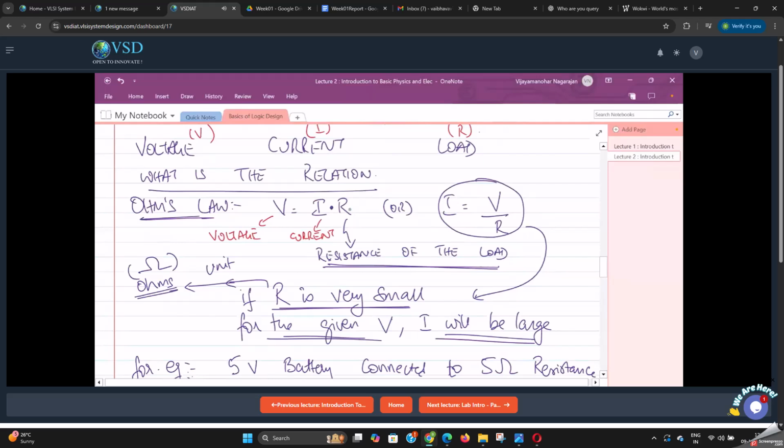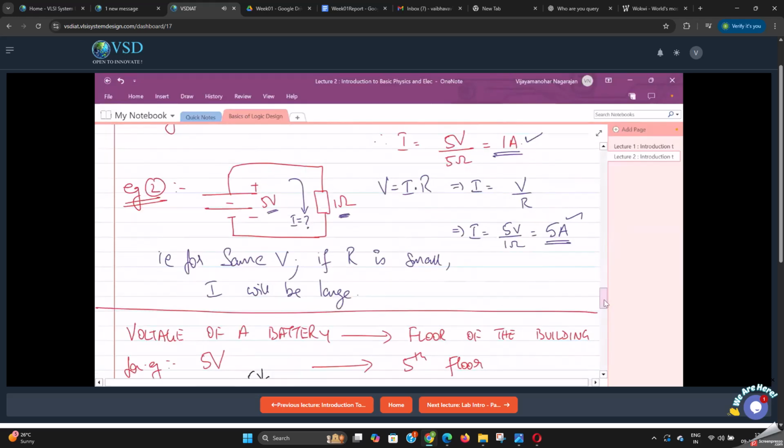Then we saw the relation between the current, voltage and the load resistance, which is given by Ohm's law, which is V equal to I into R. And based on this relationship, we saw if the resistance is large, current will be small for the same voltage. Or if the resistance is small, current will be large. Correct? We saw that through an example also.